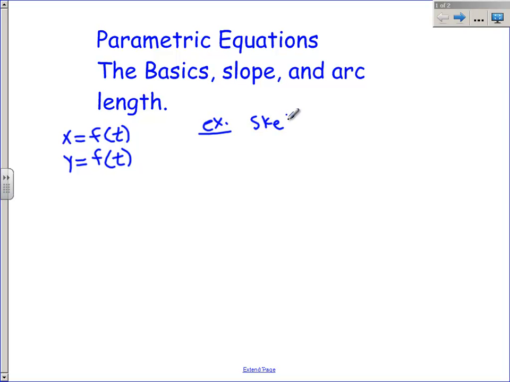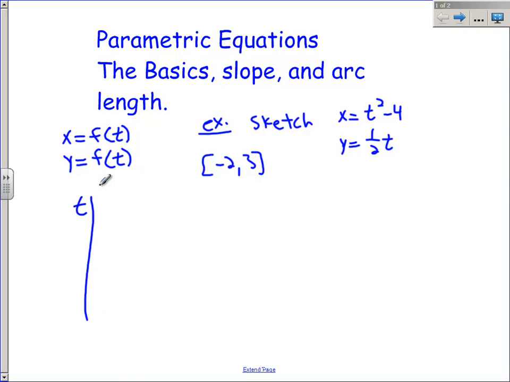So let's sketch x equals t squared minus 4 and y equals 1/2 t on the t interval from -2 to 3. So what we're going to want to do is set up a table. T, x, and y. We're going to let t range from -2 to 3, so -2, -1, 0, 1, 2, and 3. And we're going to plug these values into our different equations.